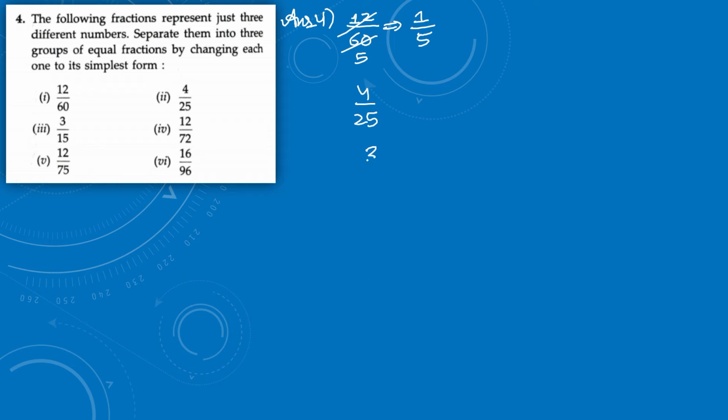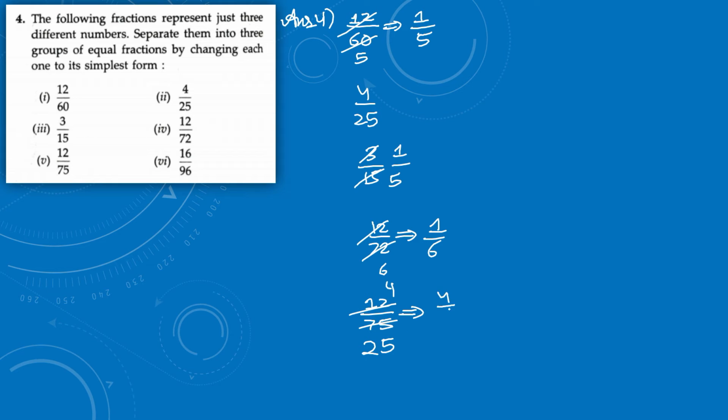For the third, we have 3 upon 15. I can cut a factor of 3. I get 1 upon 5 like this. Okay my friends, for the fourth part, we have 12 upon 72. In this case, I can divide by 12 and I get 1/6. For the fifth part, we have 12 upon 75. In this case, I can divide both sides by 3. I get 4 above and 25 down, so we get 4 upon 25 at the end.